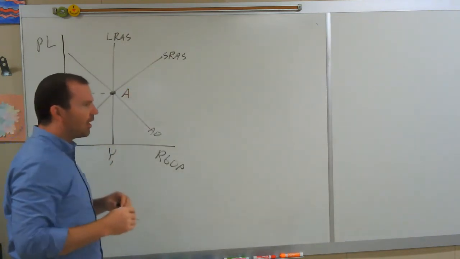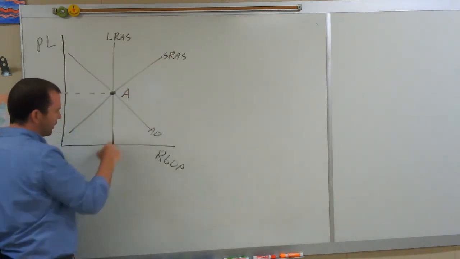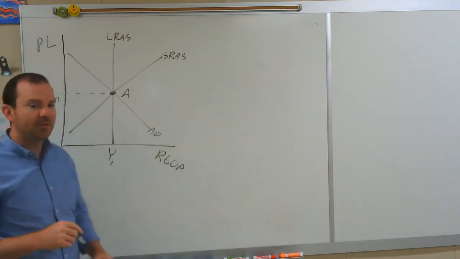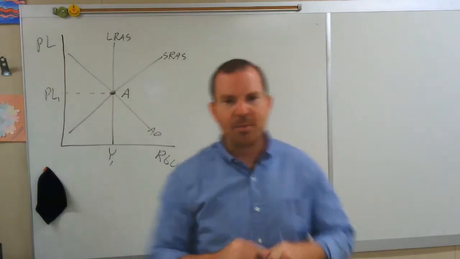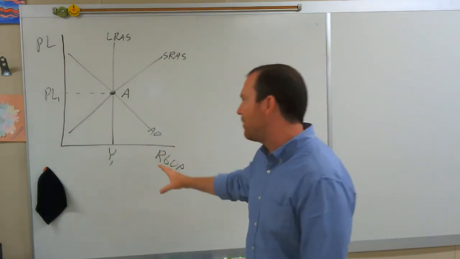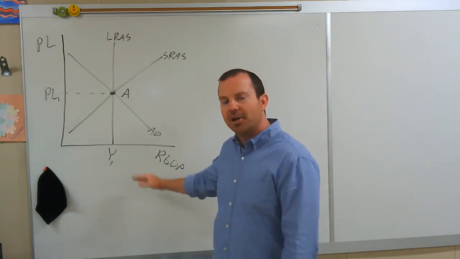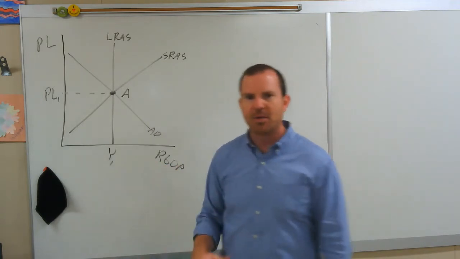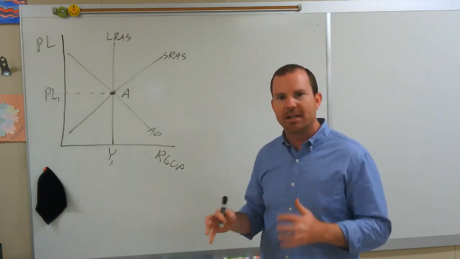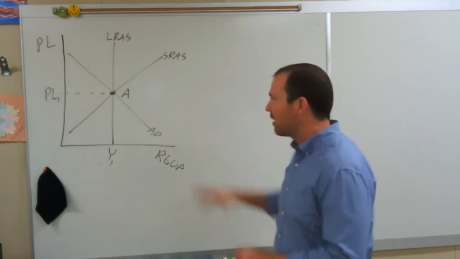Now, at point A, at this long-run equilibrium, our potential output equals our actual output, right? So we're at that maximum sustainable output. Okay, we're at our potential output. What is our unemployment rate here? Our unemployment rate is the natural rate of unemployment. We're at full employment, okay? So everything is exactly where we want it to be, right? This is where we're at right now.